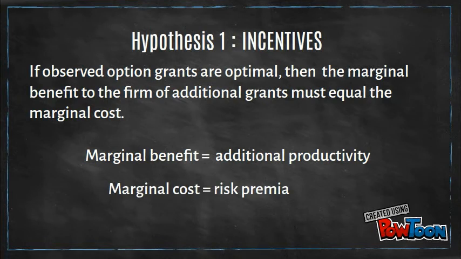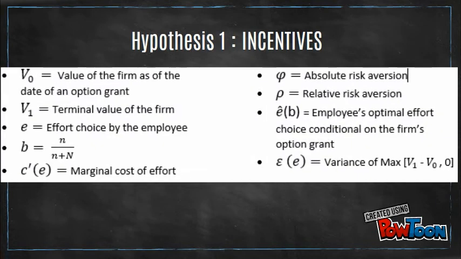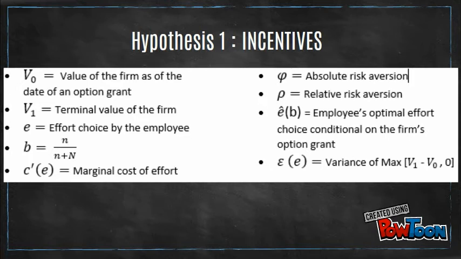Let's first define the following variables that will help us to understand the model from now on. B0 is the value of the firm as of the date of an option grant. B1 is the terminal value of the firm that is affected by the effort choice by the employee. Beta is the fraction of any increase in the value of the firm that goes to the employee as part of the option grant. C'(E) is the marginal cost of effort. Phi is defined as the absolute risk aversion. Rho is the relative risk aversion. E hat is the employee's optimal effort choice conditional on the firm's option grant.